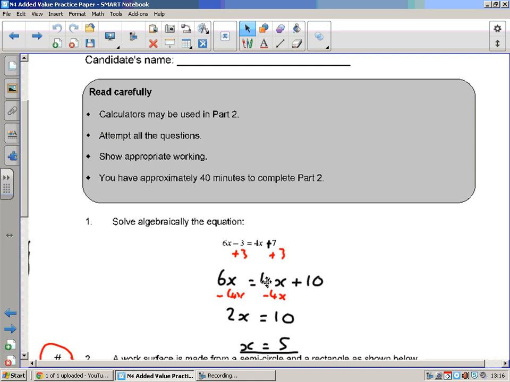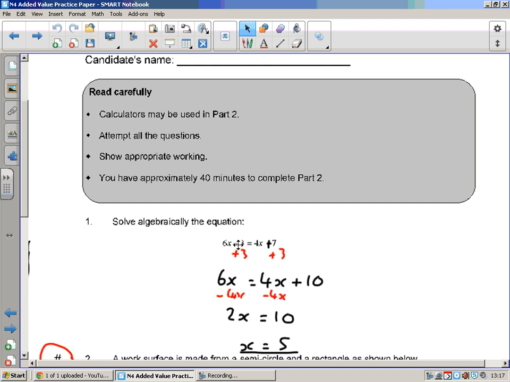Then again, we want x's on the left-hand side preferably, so subtract 4x from both sides. Again, as it's an equation and it's balanced, we can do the same thing to both sides. So here we have 2x. Here we're just left with a 10. That's why we're subtracting 4x to get rid of this 4x here.